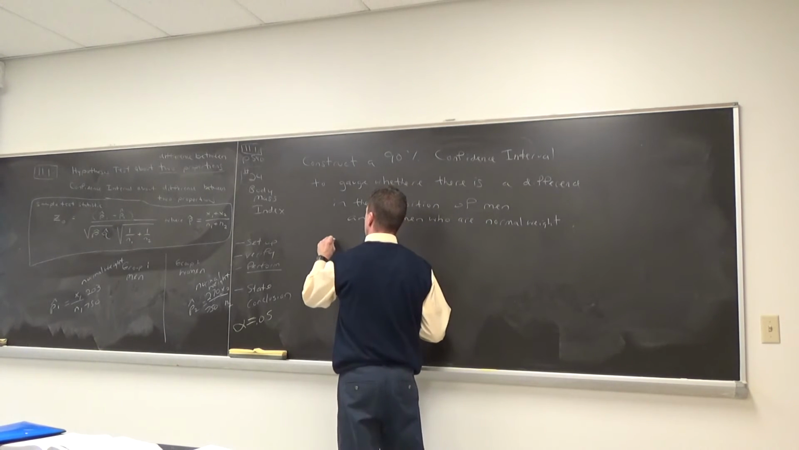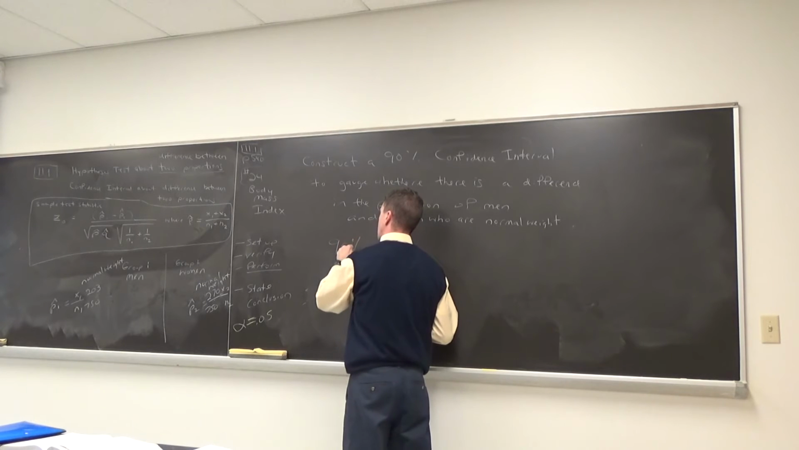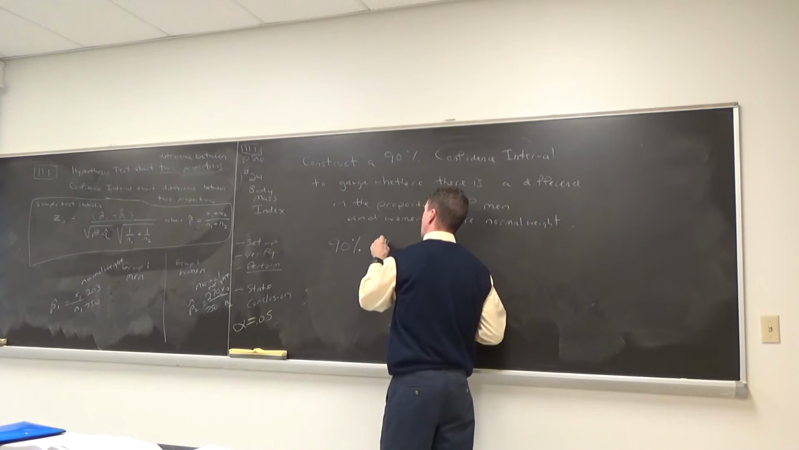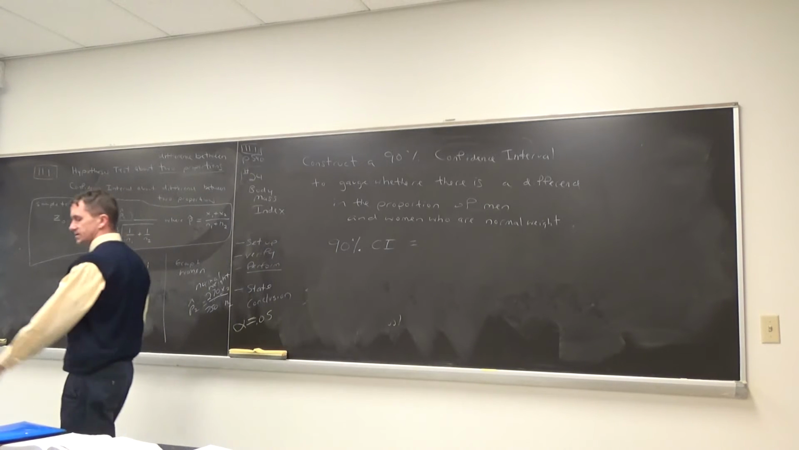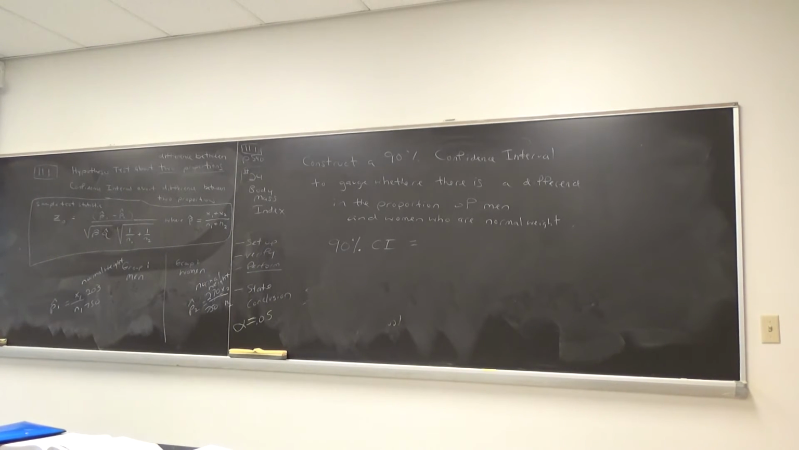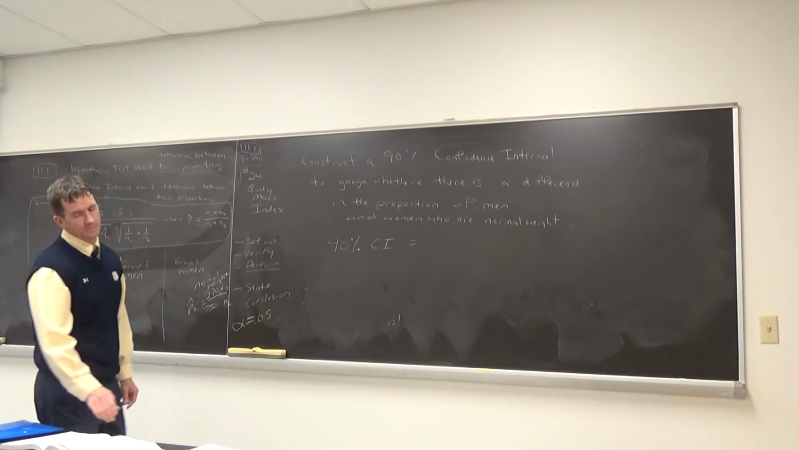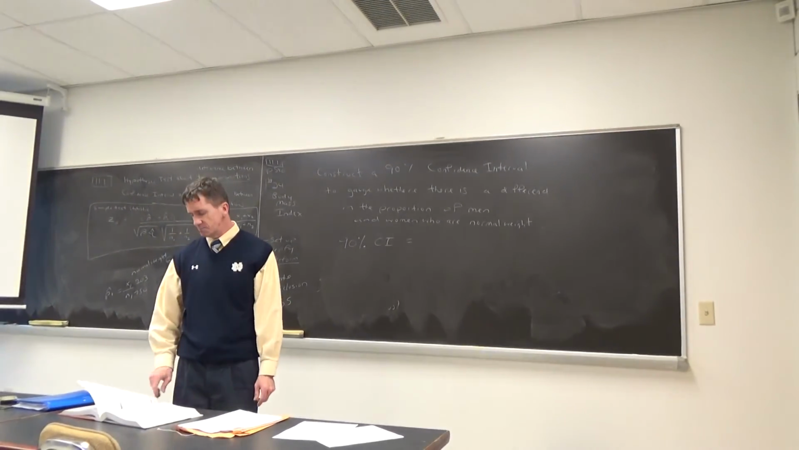So when you and I are going to construct, I'm going to write 90%. I'm going to put CI for confidence interval, and I'm going to put an equal sign. So let's just use this technology at our side, this TI-83 or TI-84. We'll construct this. Sound good? Unless you want to, can I do this by hand?